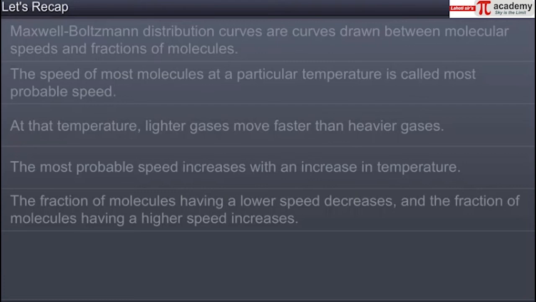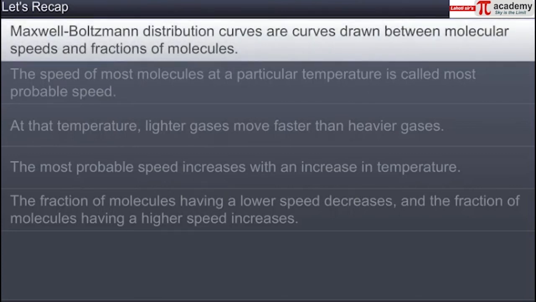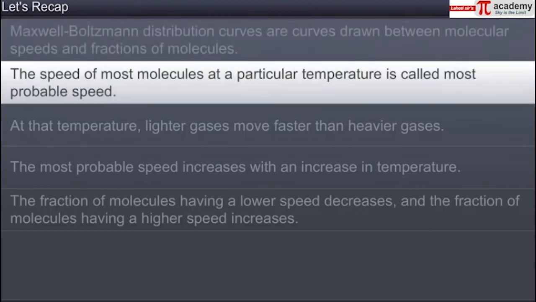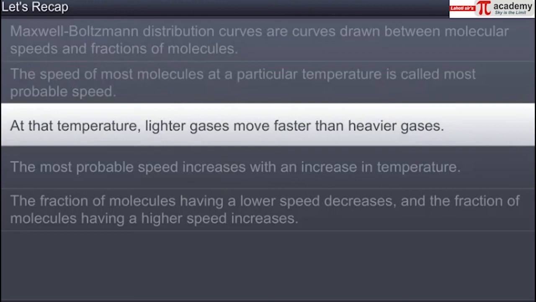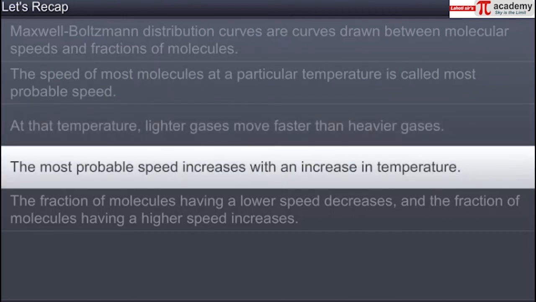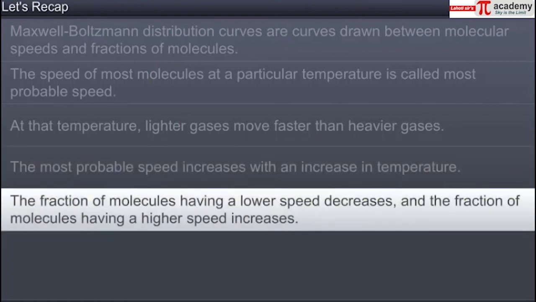You have now reached the end of this module. In this module, you learned that Maxwell-Boltzmann distribution curves are curves drawn between molecular speeds and fractions of molecules. The speed of most molecules at a particular temperature is called most probable speed. At that temperature, lighter gases move faster than heavier gases. The most probable speed increases with an increase in temperature. The fraction of molecules having a lower speed decreases, and the fraction of molecules having a higher speed increases.